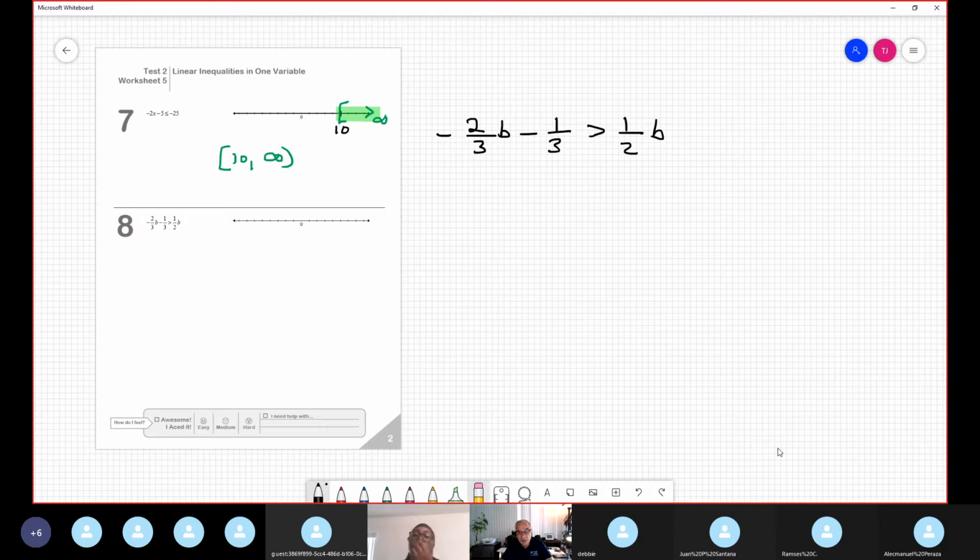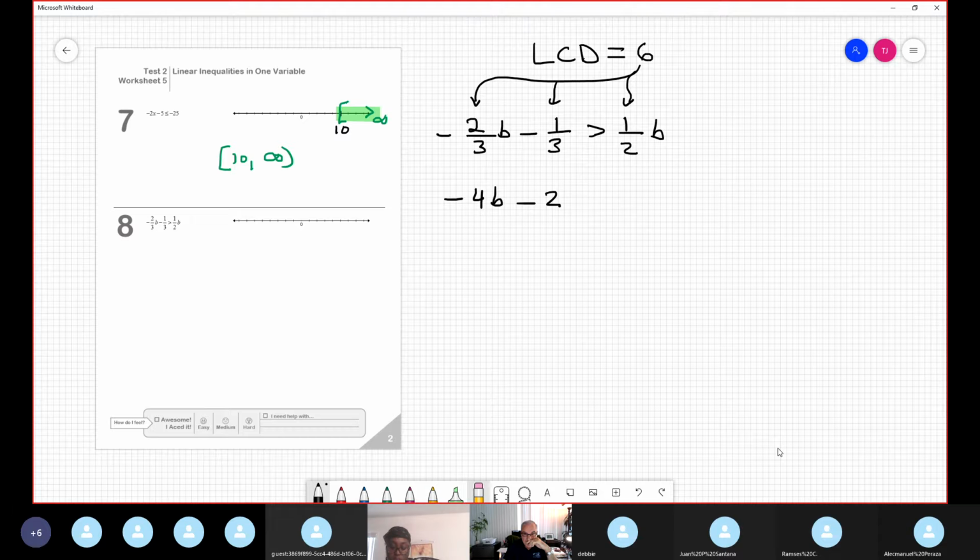The student can prefer to eliminate the fraction. Let's do it. You find the least common denominator, 6, which comes from 3 times 2. I multiply the entire equation by 6, this term and this term. So it says negative 4b. Why 4? Because 6 multiplied by 2 is 12, divided by 3 is 4. Then 6 times 1 is 6, divided by 3 is 2.